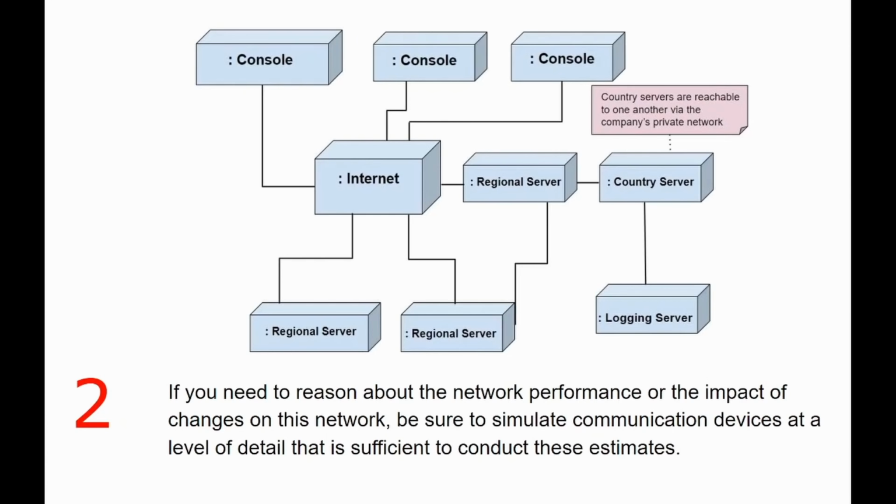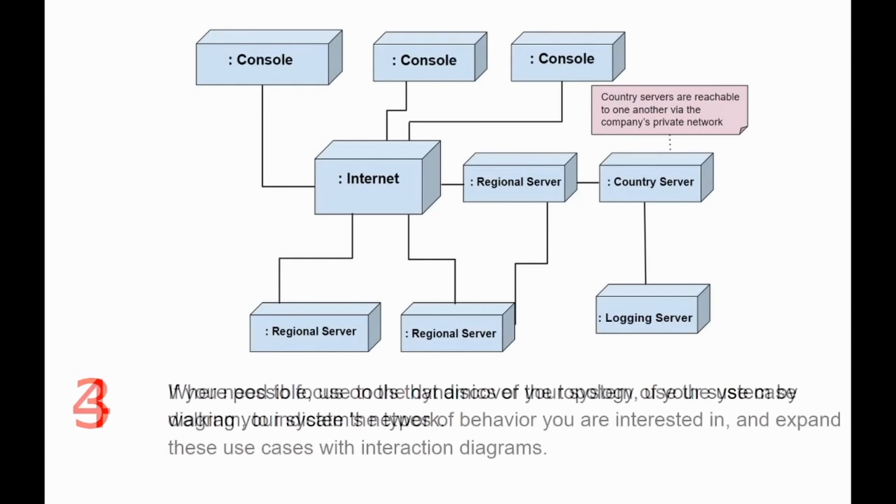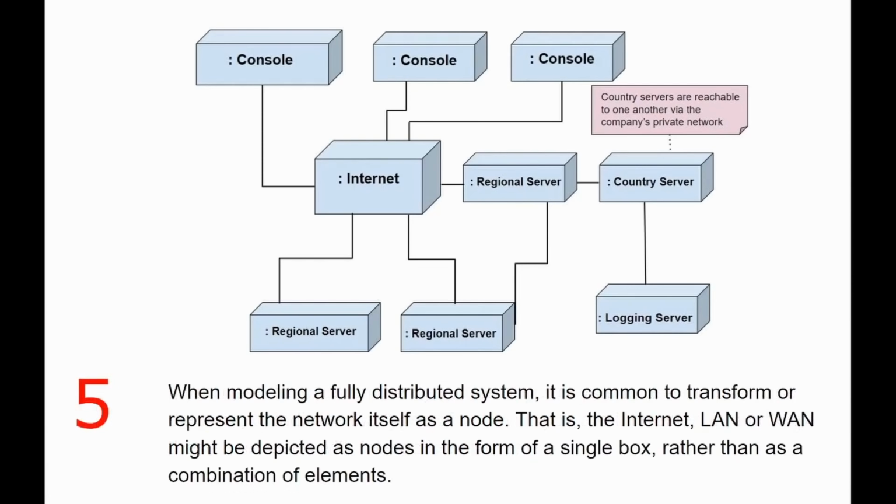Pay particular attention to logical groups of nodes that you can specify with packages. Where possible, use tools that discover the topology of your system by walking your system's network. If you need to focus on the dynamics of your system, use the use case diagram to indicate the types of behavior you're interested in, and expand these use cases with interaction diagrams. When modeling a fully distributed system, it is common to transform or represent the network itself as a node. That is, the internet, LAN, or WAN might be depicted as nodes in the form of a single box rather than a combination of elements.